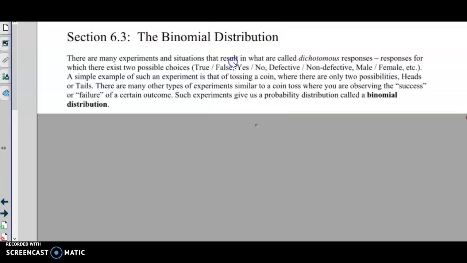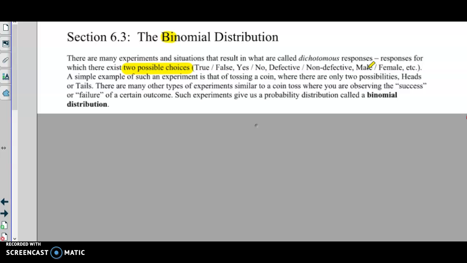So first off the bat, let's talk about the definition, or what it means to be binomial. The key in binomial is that prefix bi. Bi means two. So we're looking for the key in these binomial situations to have two possible choices. The guided notes give some examples: true, false, yes, no, defective, non-defective, male, female. You can make almost anything into two possibilities.